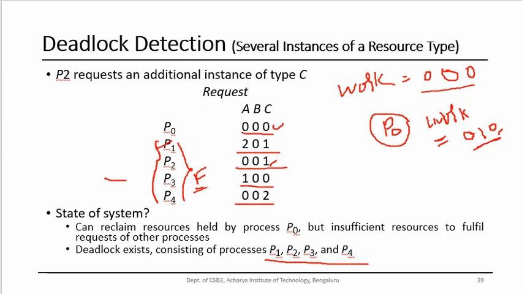Now that we have seen the different mechanisms for deadlock detection: first one is the wait-for graph, used for a single instance of each resource type, and the second one is the deadlock detection algorithm, which is used when several instances of a resource type are there in the system. Okay, now next we will discuss, after detecting the deadlock, how we can recover from the deadlock.